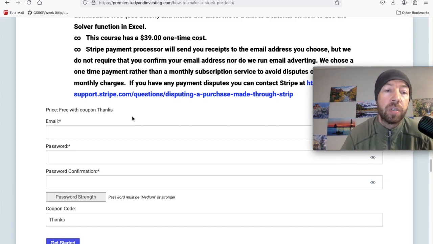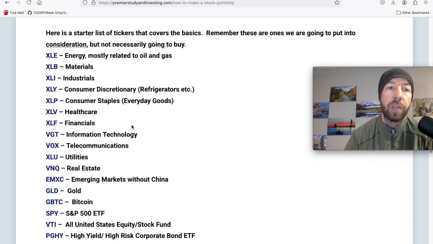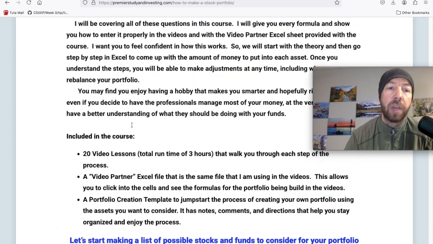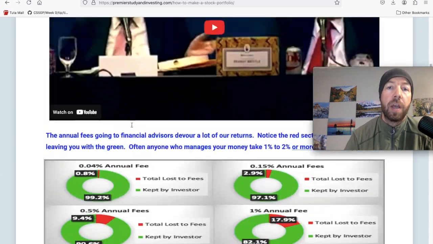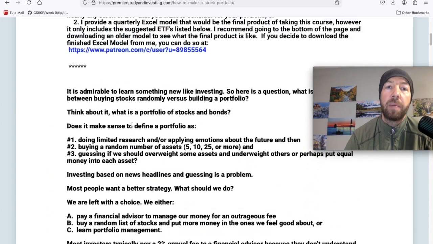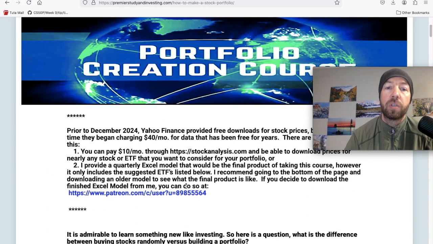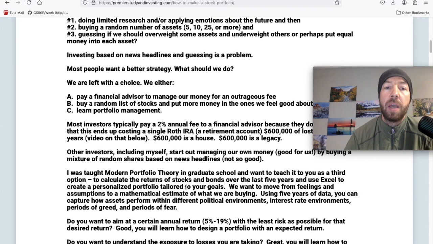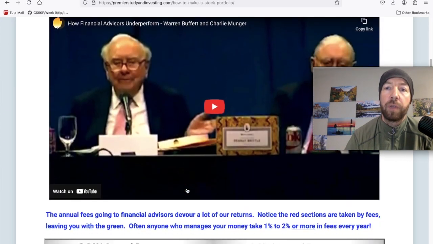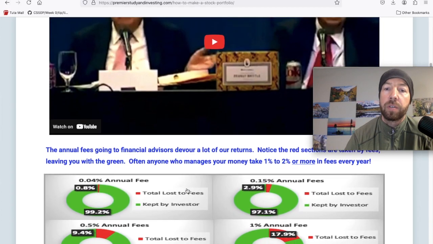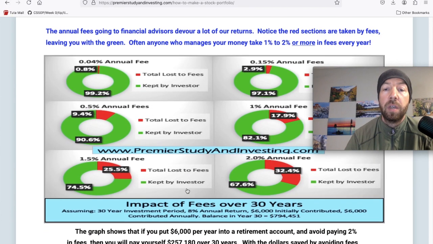The bigger thing for me is that I've always wanted to use this as a demonstration of learning and web design as well as portfolio management skills. The great thing is you can just read the write-up, but it basically walks you through the rationale of managing your own money, hearing Warren Buffett and Charlie Munger talk about how much money is lost to fees. Of course, it depends.